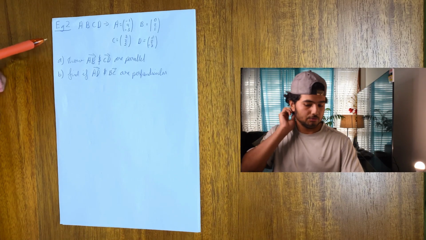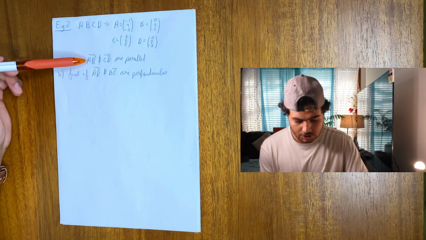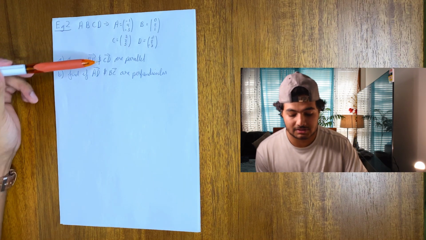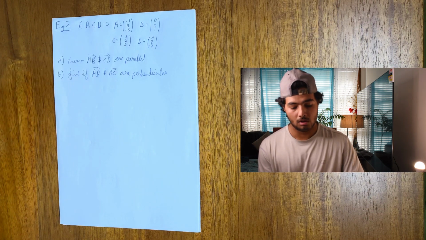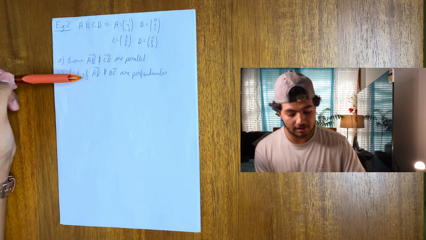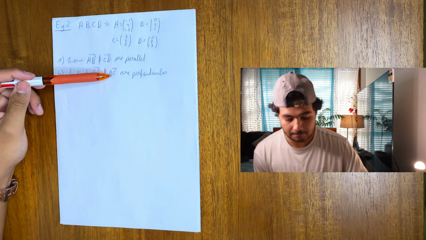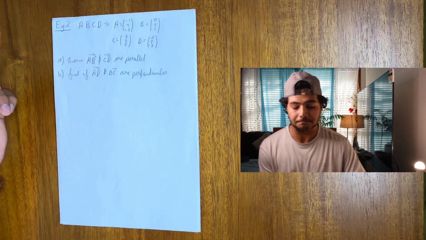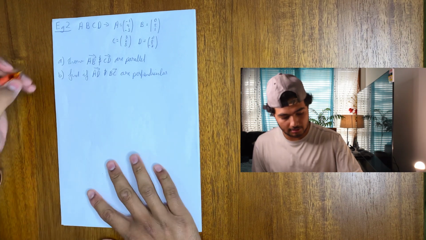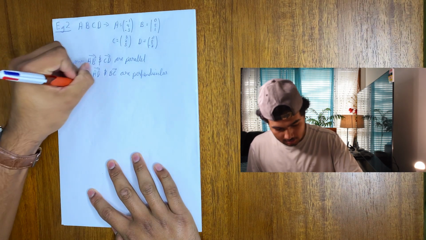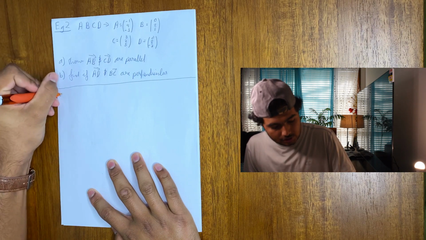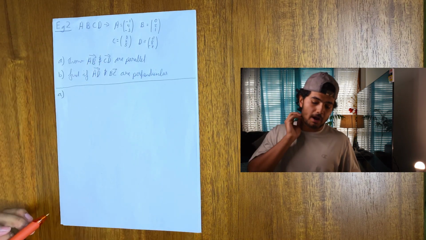Looking at this next example, it says A, show vector AB and CD are parallel. B says find if vector AD and BC are perpendicular. So we'll start with A over here. It says show that AB and CD are parallel.